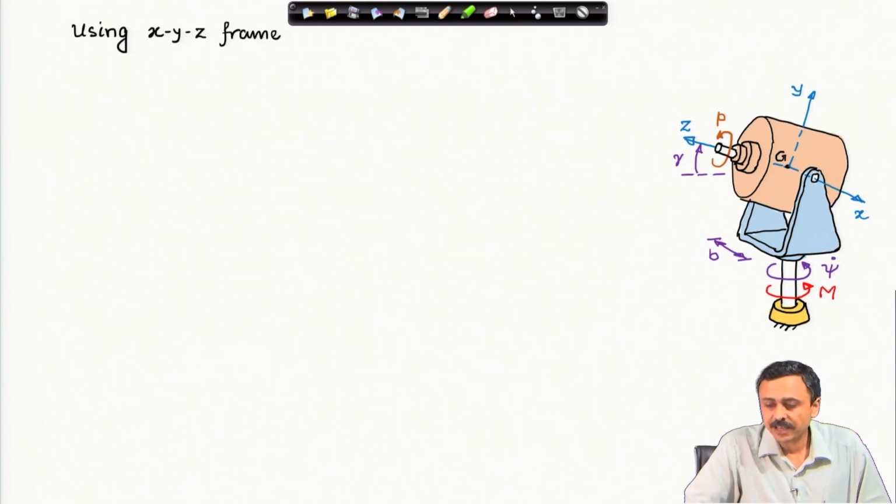I will use this x y z coordinate system which is fixed to the housing, not to the rotor. But in this x y z frame, the way it has been defined, the moment of inertia tensor of the rotor is constant. The spin angular velocity is p k cap.